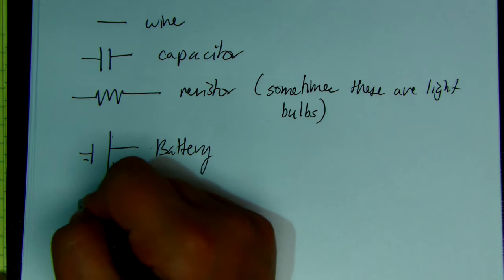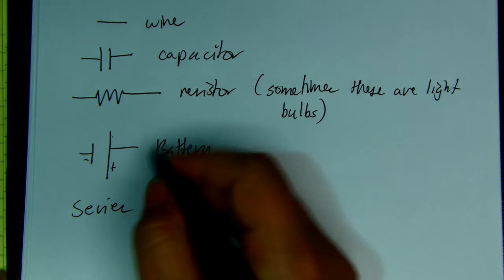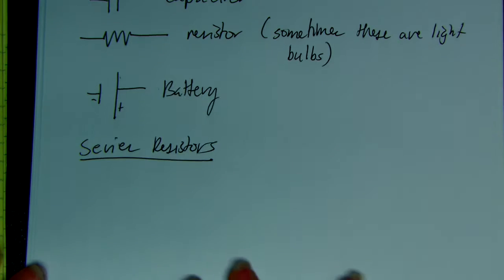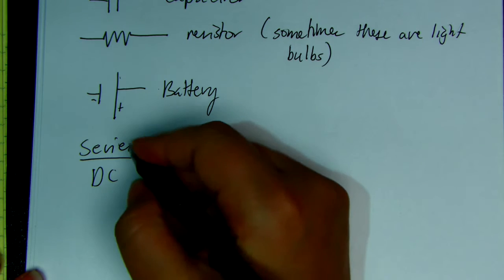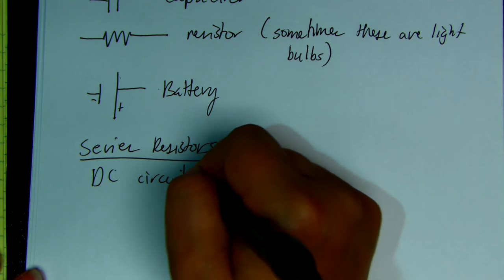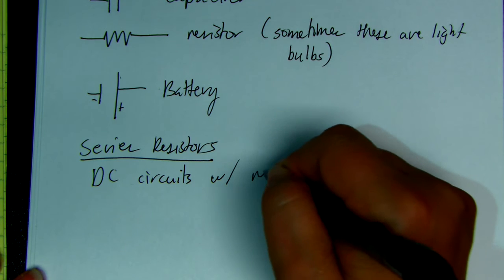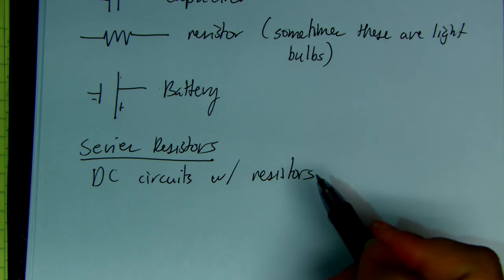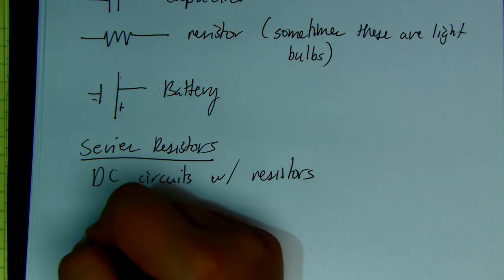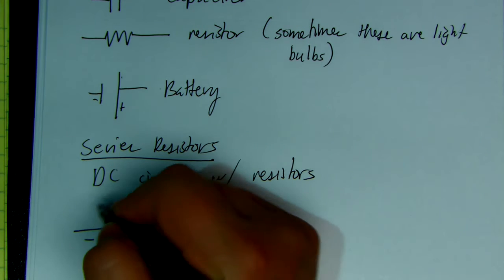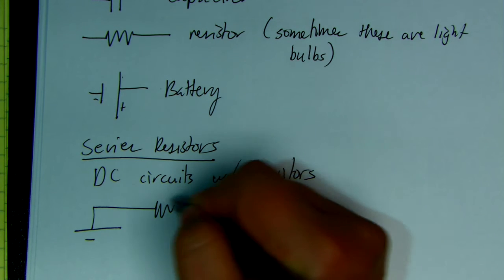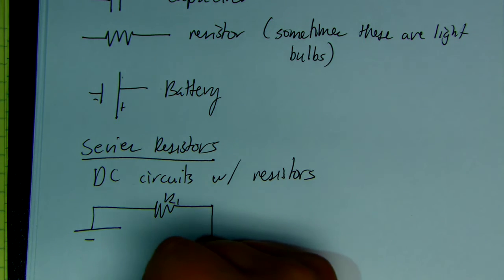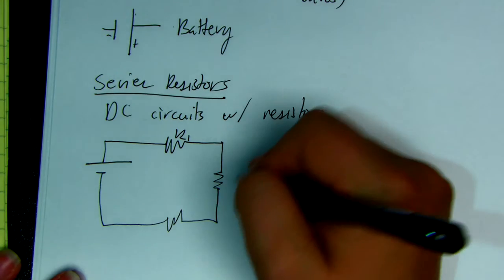So let's look at a couple really simple ways of setting up resistors. By the way, these are all called DC circuits with resistors, so direct current circuit with resistor. If you have a circuit with resistors in series, that means the current goes from R1 to R2 to R3 and then back around.